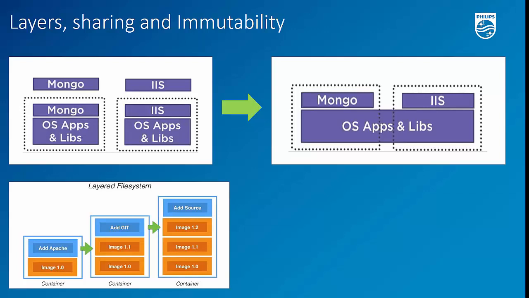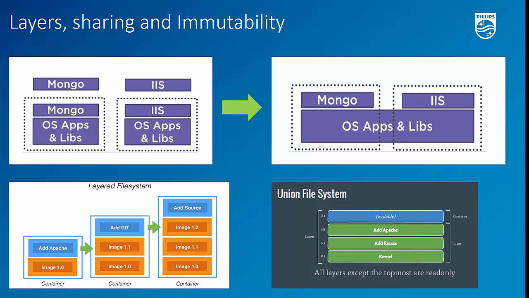If you look at a container, it has image 1.0 to start with, and you add Apache to that, and it's called 1.1. Then you add some more to that, now you're adding Git, so the image becomes 1.2, and on top of it you add something more. So you start adding layer after layer. It uses something called a union file system.